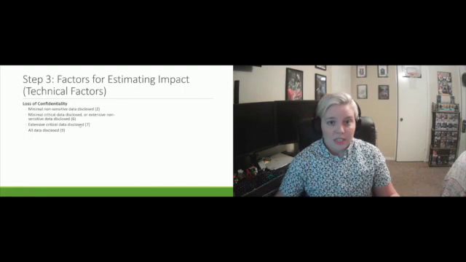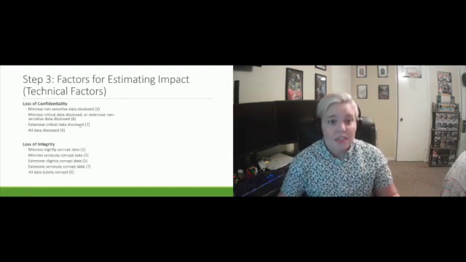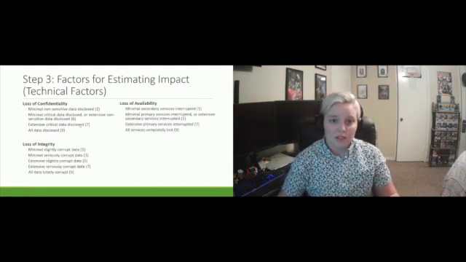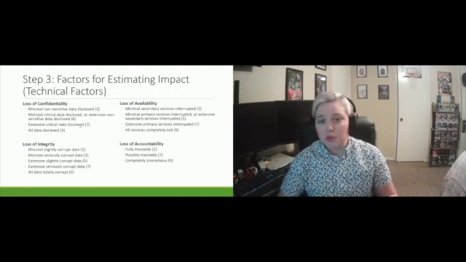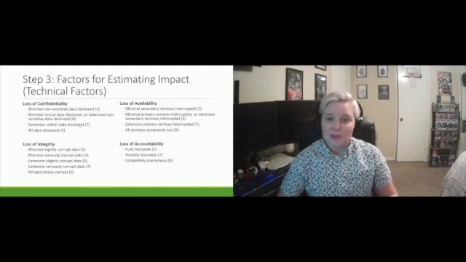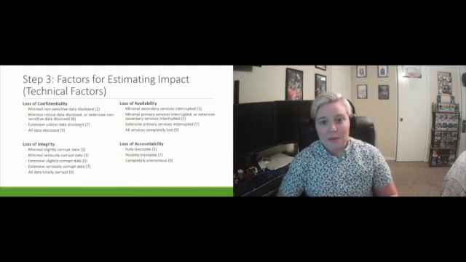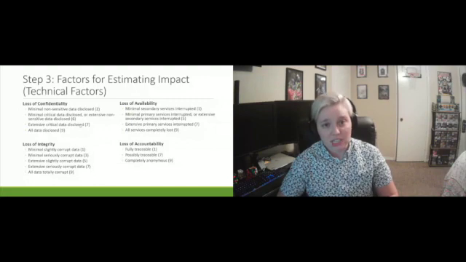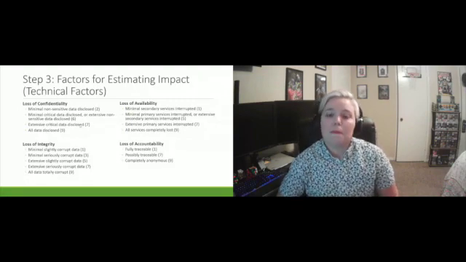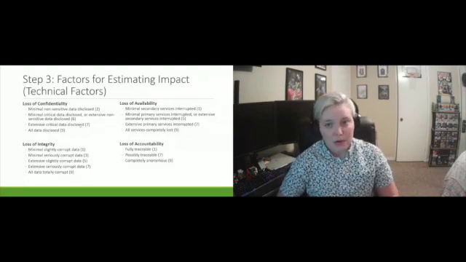Again, 4 factors here. We have the loss of confidentiality, the loss of integrity, the loss of availability, and the loss of accountability. Now, if you're familiar with the CIA triad, those first 3, they're pretty big in the cybersecurity world. We add in the accountability to take into account if we're able to trace the actions back to a particular individual, that may lessen the severity in a very slight way. So loss of accountability is taken into account here.